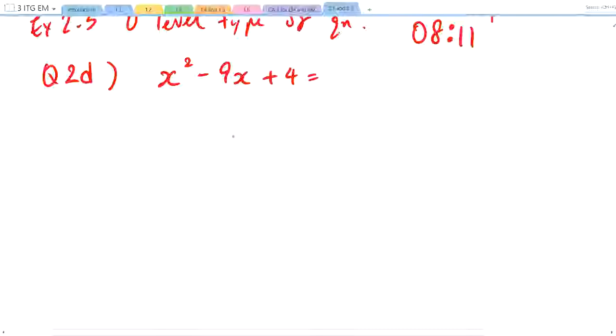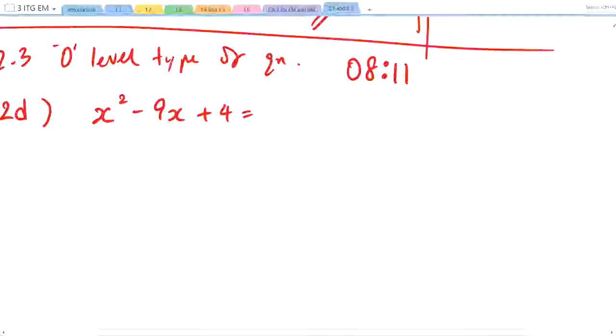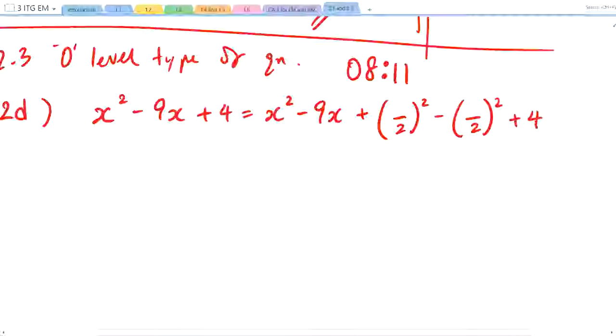So now, coefficient of x squared is 1. Let's proceed. Copy down the first 2 terms, x squared minus 9x. Now I'm going to add a certain special number. I'm going to subtract it away again. Plus 4. Okay, this part should be very mechanical after you have practiced a few times.